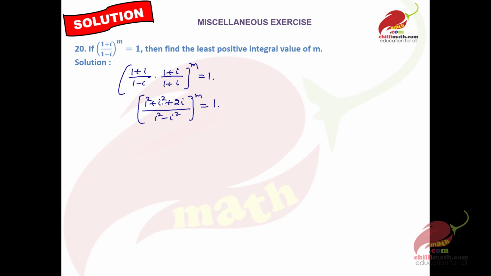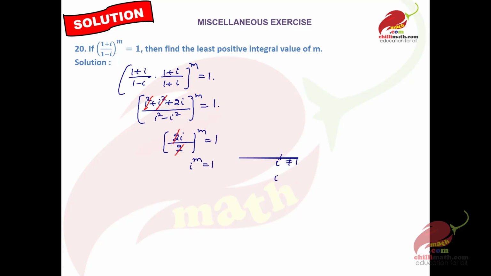1 square is 1, iota square is minus 1, so can be cancelled. So we get 2 iota over 1 square is 1 minus of minus 1, that is 2, whole power m is equal to 1. Again this 2 can be cancelled. So we get iota power m is equal to 1. Now we need the least positive integral value of m. Using hit and trial method, first by putting m is equal to 1, so iota power 1 is not equal to 1.